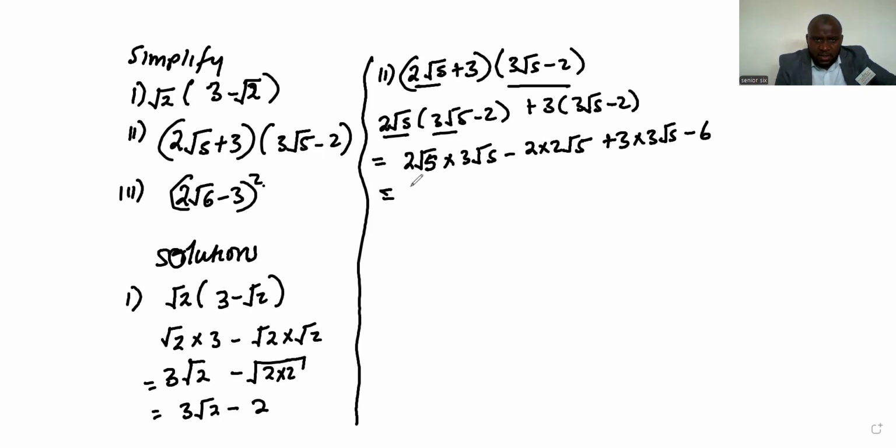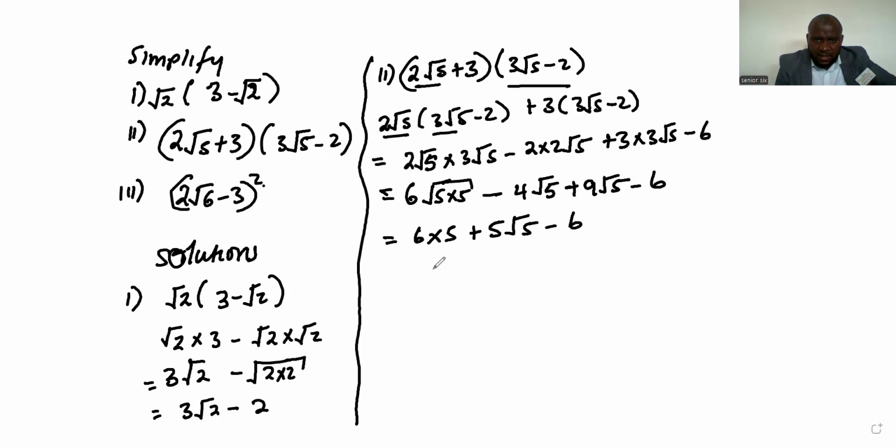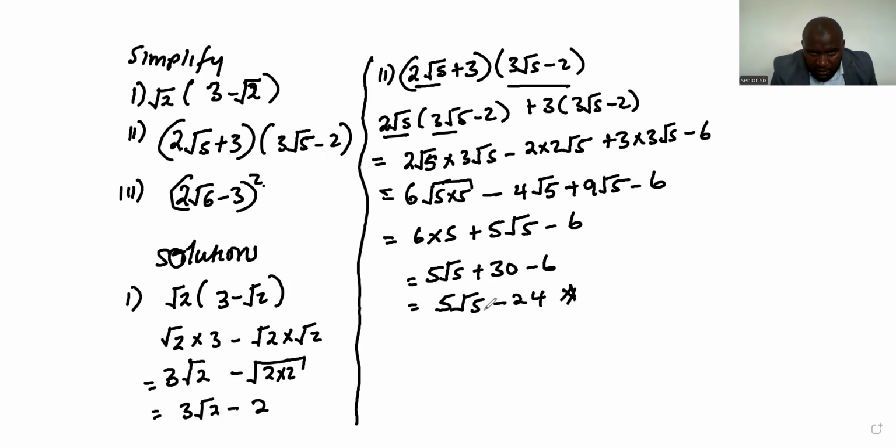So this will take me to 6 root of 5 times 5 under the rules of surds, minus 4 root of 5, plus 9 root of 5 minus 6. So this will take me to 6 times 5 plus 5 root of 5 minus 6. Hence 5 root 5 plus 30 minus 6. Therefore, our final answer is 5 root 5 minus 24. Sorry, plus 24. This is a plus. 30 was a positive, right? Yes.